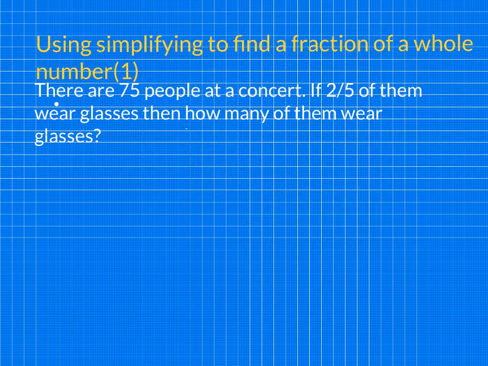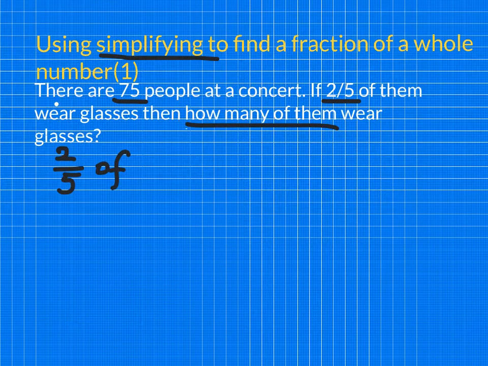We can use a similar method that we've been using, in other words, a method of simplifying, in order to solve different types of problem. So our first problem: there are 75 people at a concert. If 2/5 of them wear glasses, then how many of them wear glasses? So we need to find out what 2/5 of 75 people is.